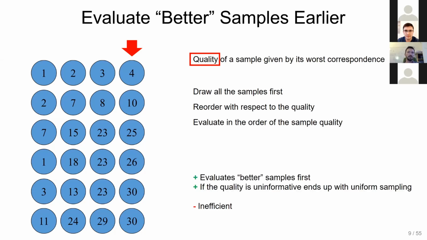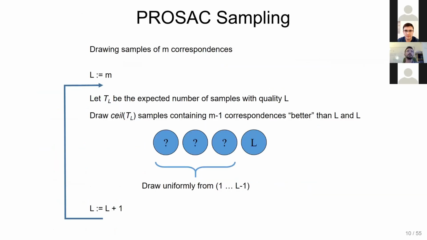This has the advantage that better samples are evaluated first, but if the quality is not giving you the right thing, then in the end, you evaluate exactly the same samples as a standard RANSAC would evaluate, so you are not losing anything. This procedure, however, is rather inefficient, so on the next slide, I will show how to draw the samples efficiently.